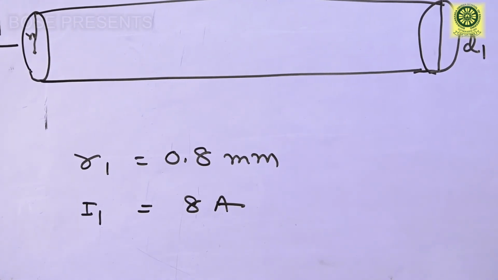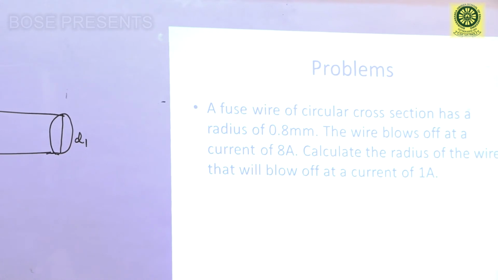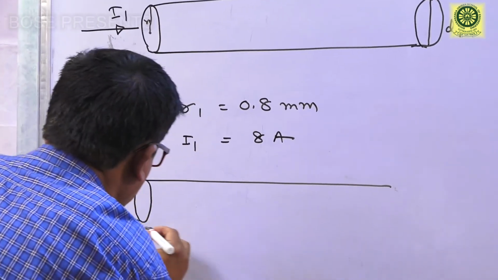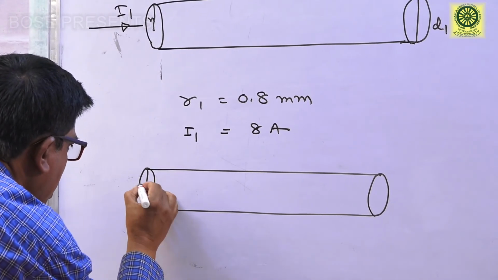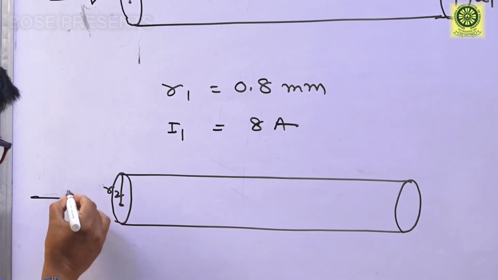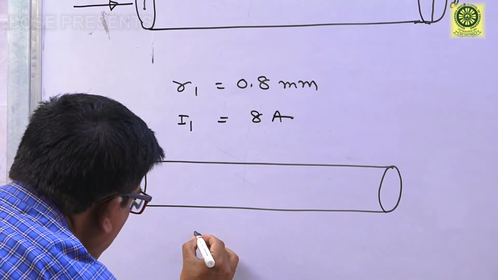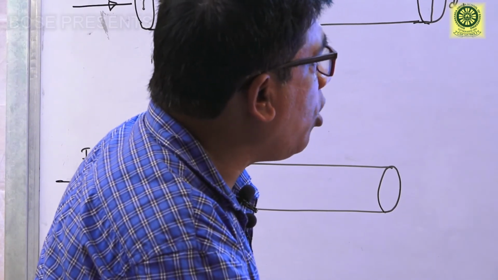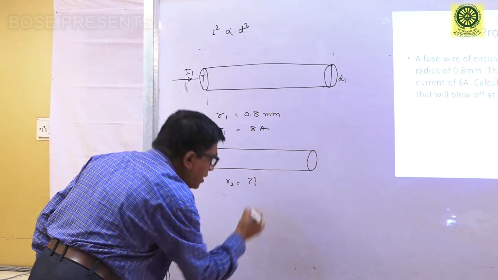What is he asking? He is asking to calculate the radius of the wire that will blow up at a current of 1 ampere. So this is another figure. Its radius is R2. The current flowing is I2 ampere. Calculate the radius of the wire that will blow up at a current of 1 ampere. I have to calculate the value of R2.